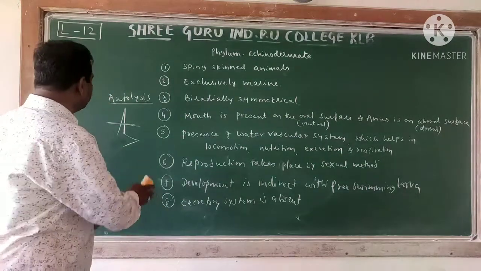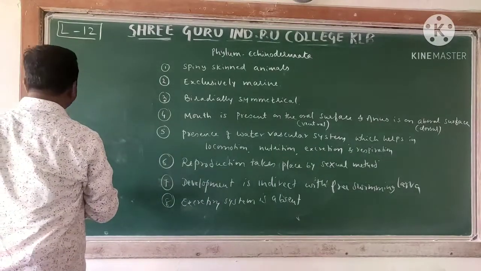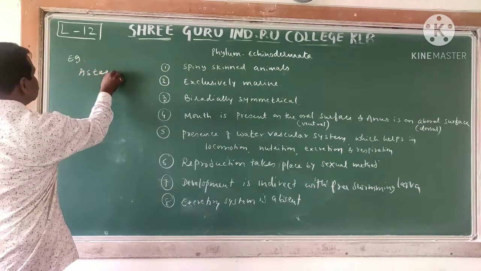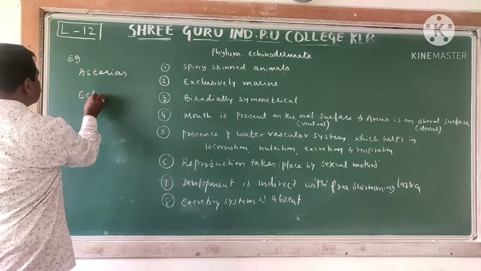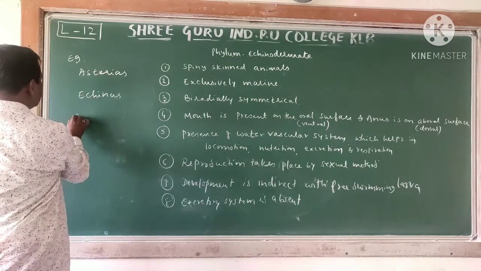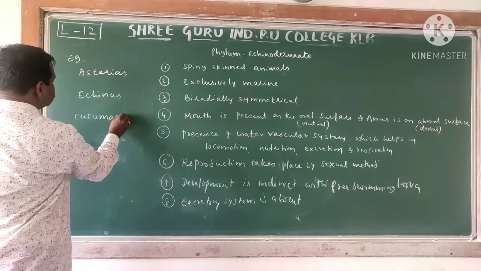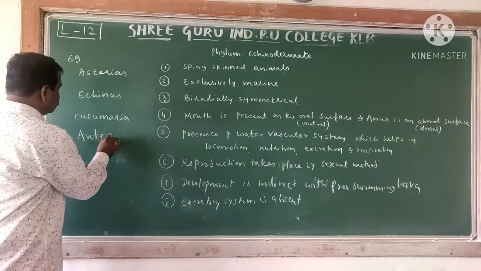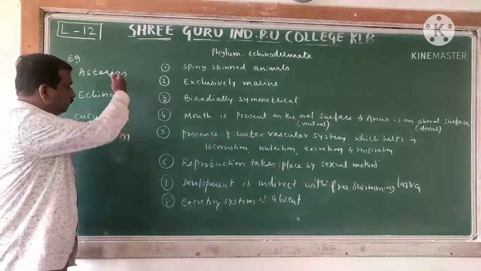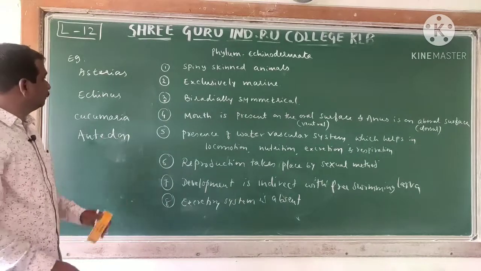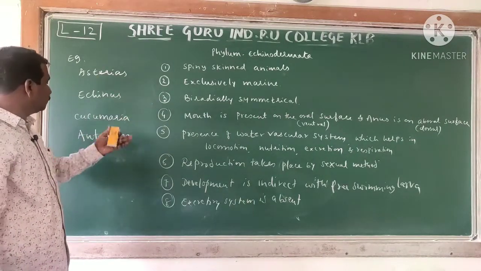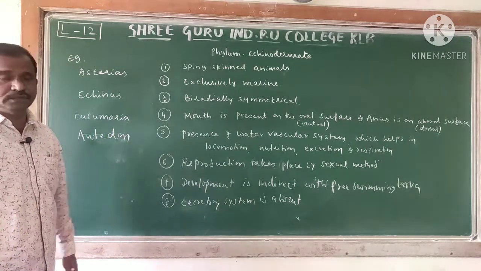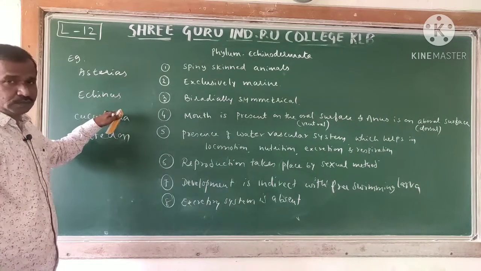Right. Now we are moving toward the examples. Example: Asterias, Echinus, Cucumeria, Antedon. So these are the examples that we are observing: Asterias the starfish, the brittle star is also there, Cucumeria the sea cucumber is also there, and Antedon, which is called the sea lily. These are the examples that are found.